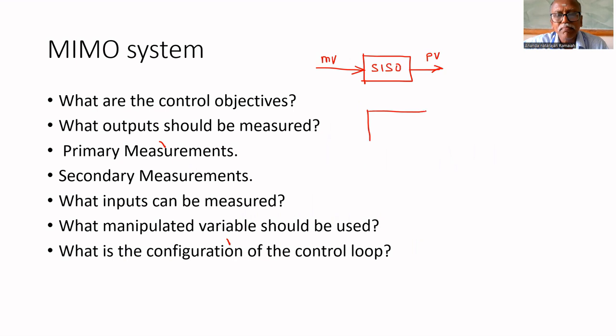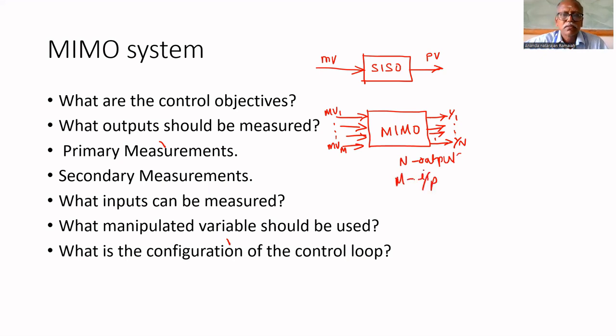In the MIMO system, inputs will be many: manipulated variable 1, 2, 3, etc., up to M. Similarly, outputs are also many: Y1, Y2, etc., up to Yn. It has N outputs and M inputs. So that is called the MIMO system. How to handle a MIMO system, that we'll see today.